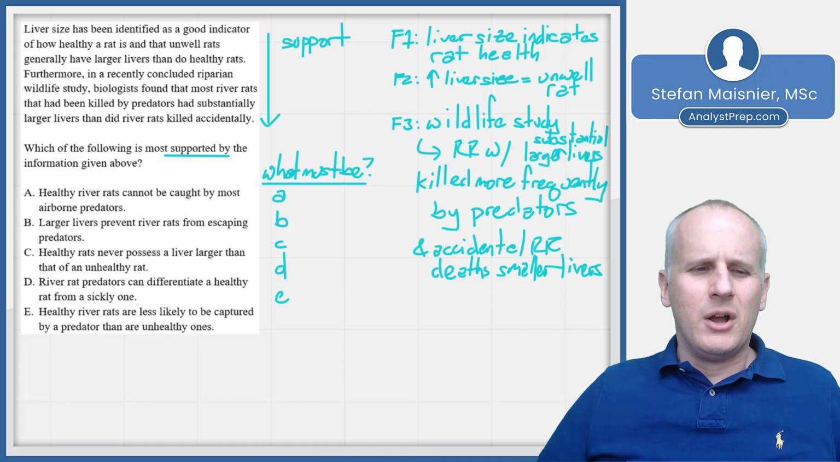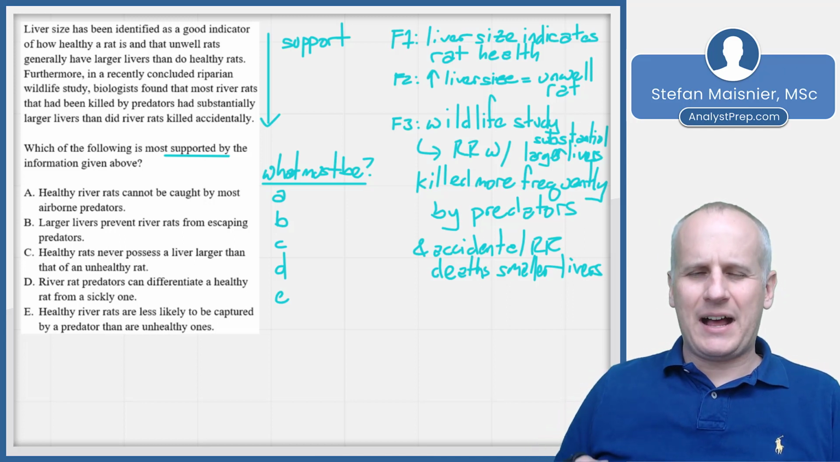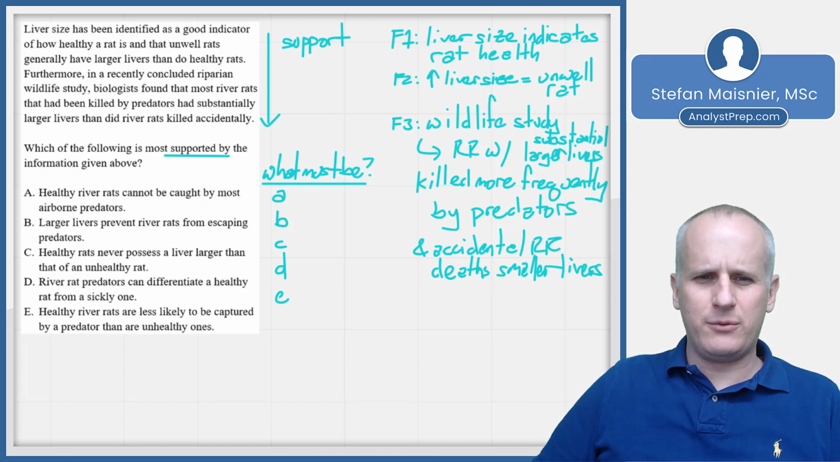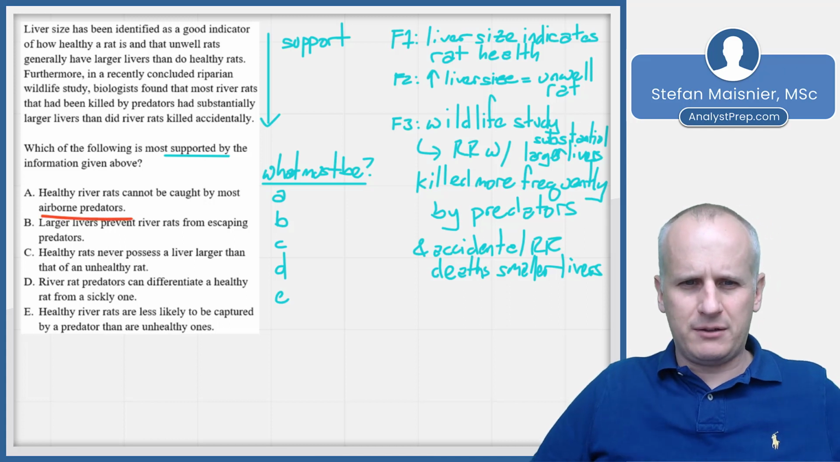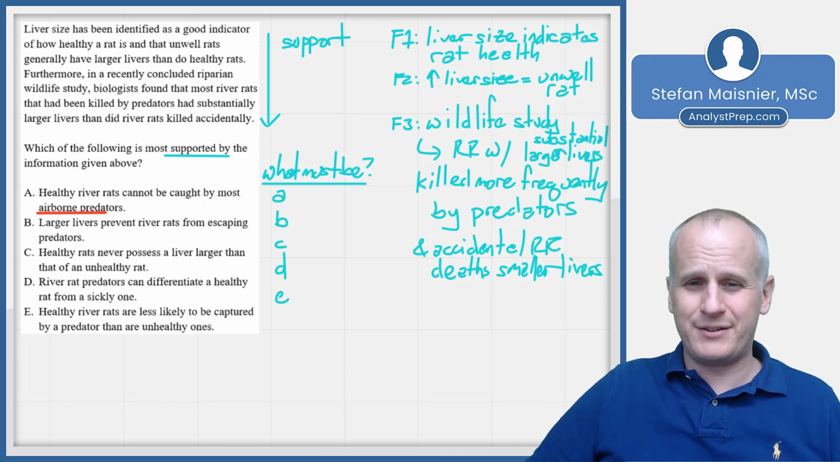So now we want to go to our answer choices and find something that 100% must be true without any additional information. So, healthy river rats cannot be caught by most airborne predators. Well, we've completely introduced a new variable here of airborne predators, so that needs additional information.